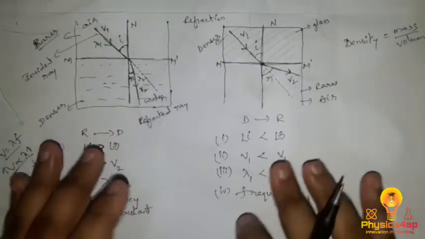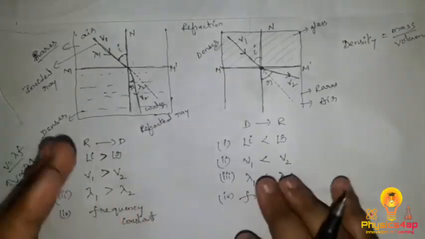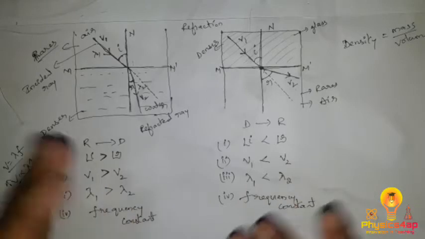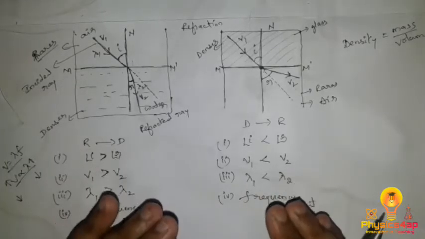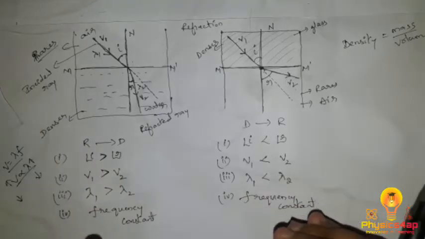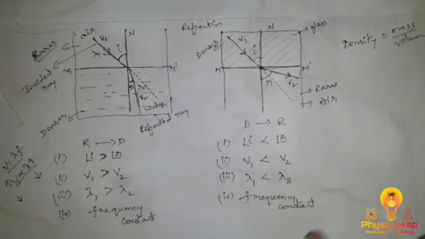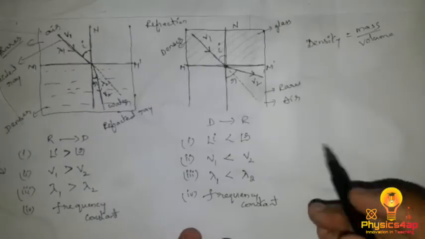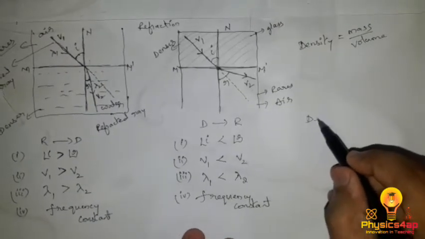So this is what we learned about the denser medium and rarer medium, and when light travels from one medium to another medium, it bends. So how does it bend? What are the cases? How will their angles be? That is all we have seen over here. And the one thing you need to remember is the denser medium.